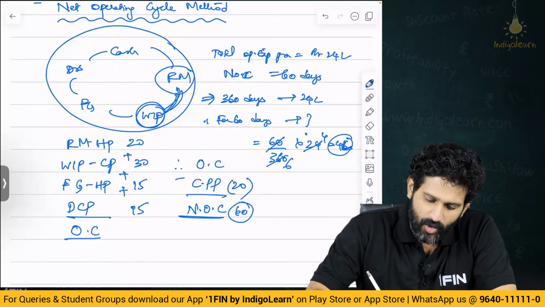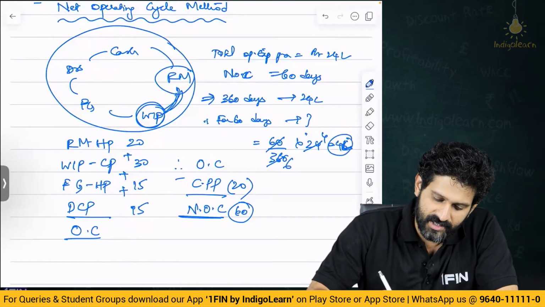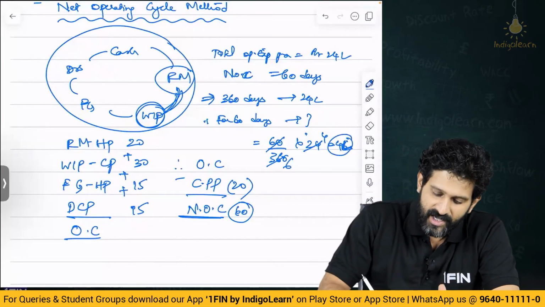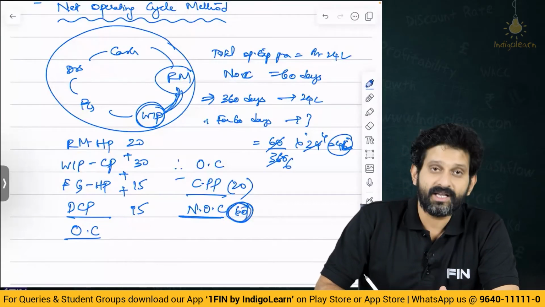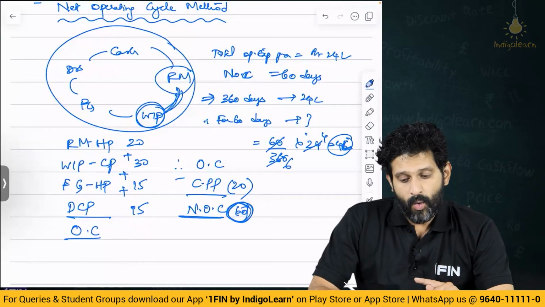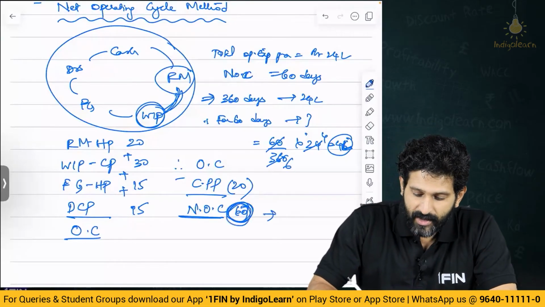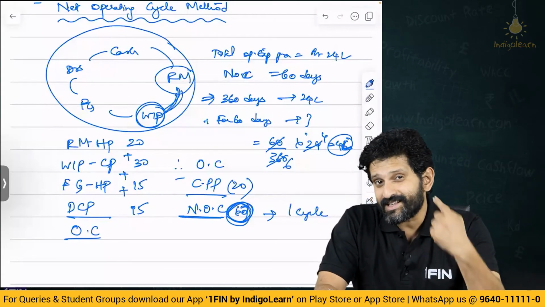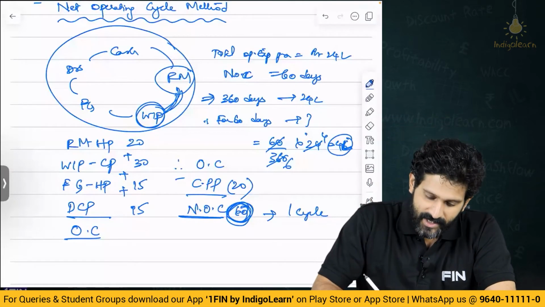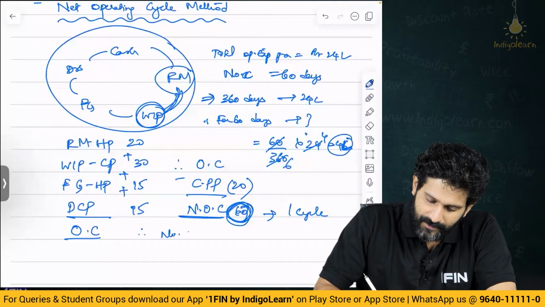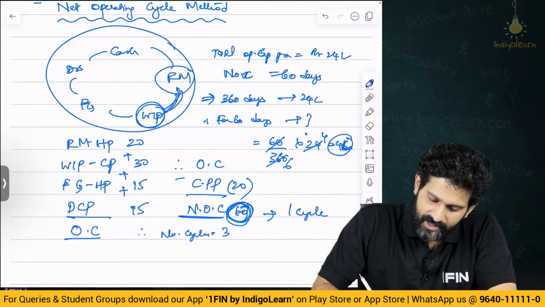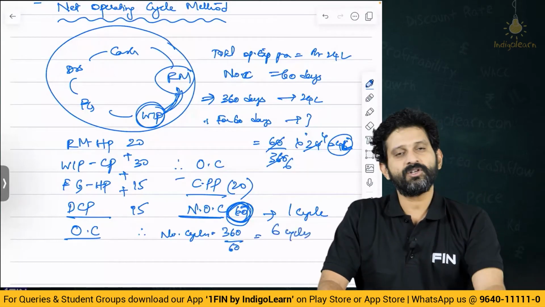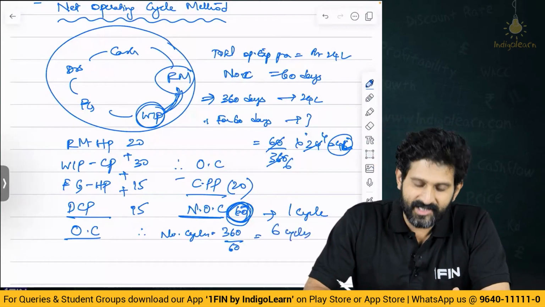Now friends, can I also write like this? If my net operating cycle is 60 days, then the 60 days is called as what? One cycle. So if 60 days is one cycle, how many cycles are there per annum? Can I say therefore number of cycles is equal to 360 by 60, 6 cycles? Absolutely. So in 1 year 6 cycles.